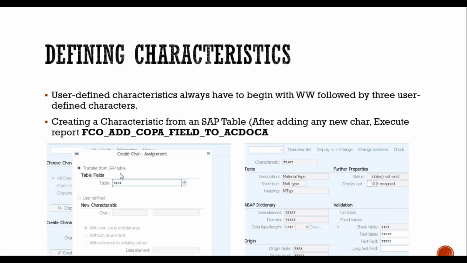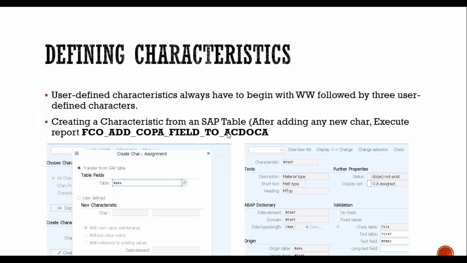This is how you can see. I'm showing this example. We are copying the values from the MARA table. I want the values to be copied from MARA. Which table or which field do I want? I want material type to be copied. And remember one thing, whenever you add a new characteristic in your COPA, you need to execute this program so that these new fields which you added come to the ACDOCA table.